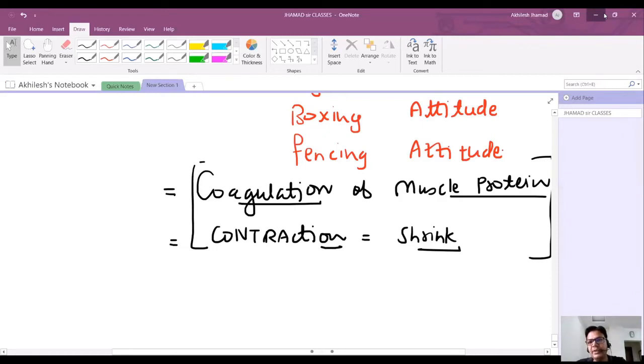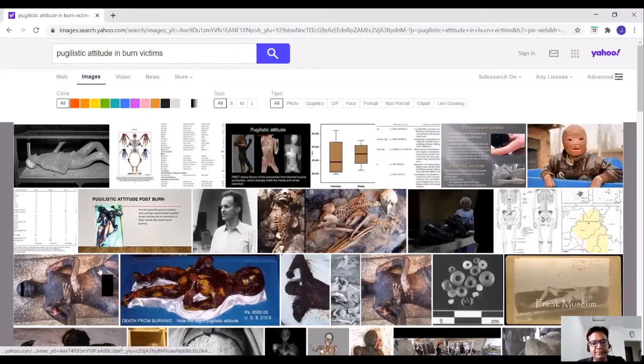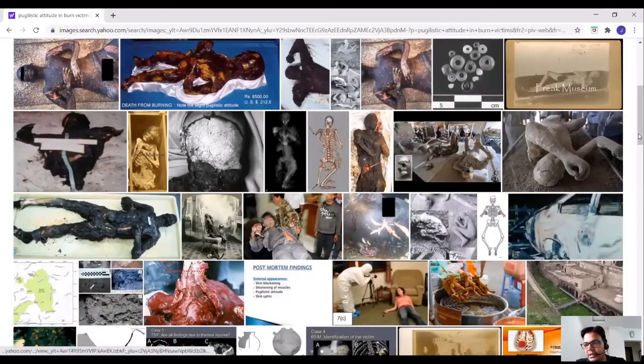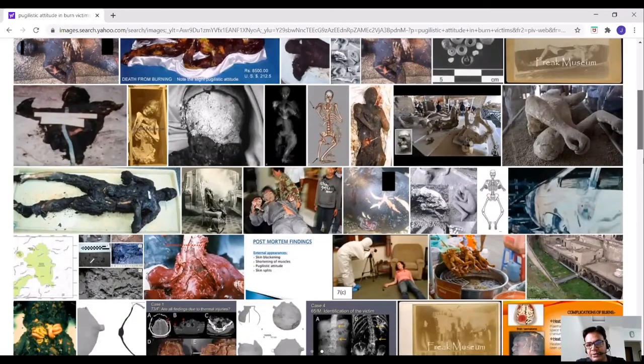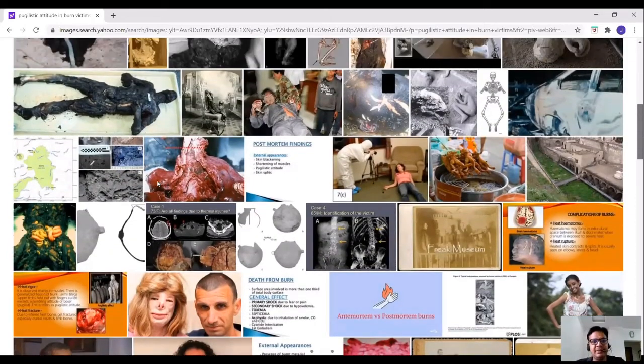Now I will show you, this is a very good picture, you can see. This is a contracted picture. You can see the whole body is contracted, shrunken. This is pugilistic attitude. Or you can see another picture, another contracted burn picture. Yes, this is another important one.